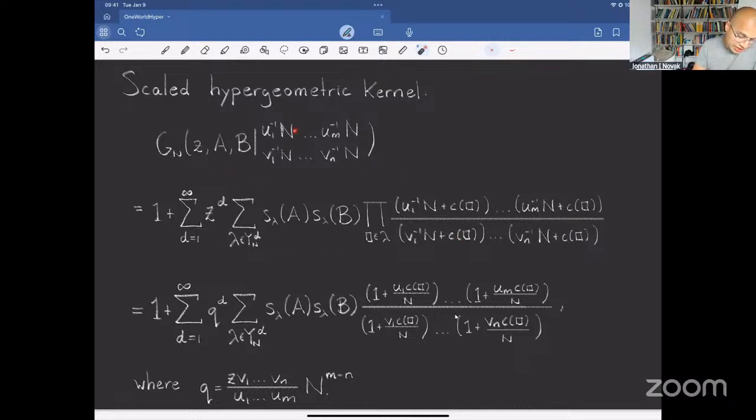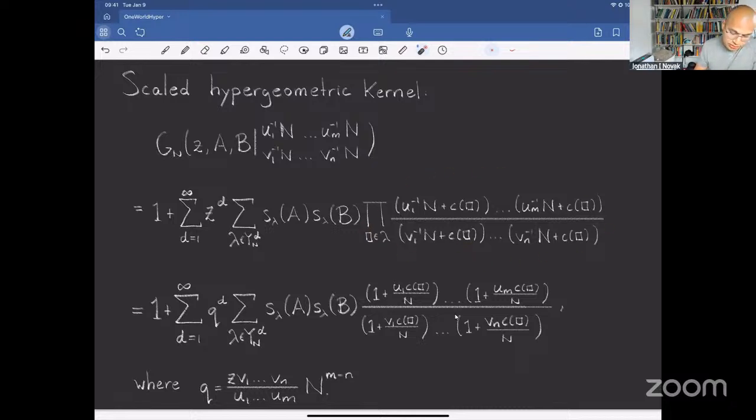So these are just some fixed parameters, u1 through um, v1 through vn. And the reason they have inverses will just come out in this calculation right now. So I'm letting these parameters of my multivariate hypergeometric function grow linearly in n. And so this is what the coefficient looks like.